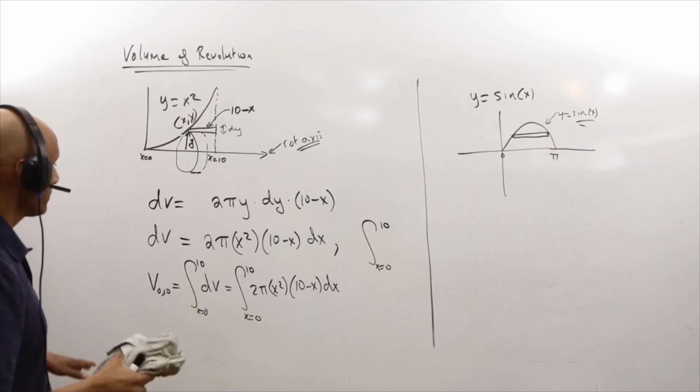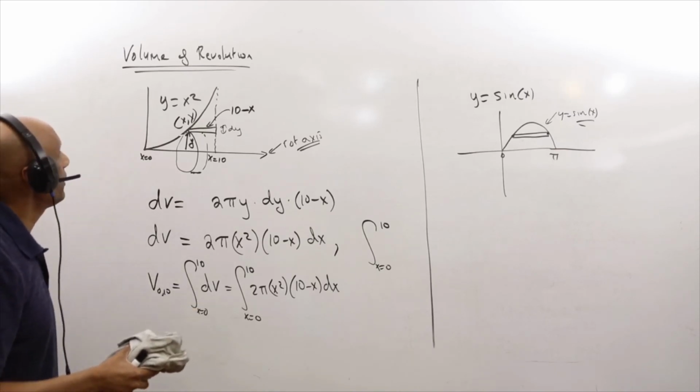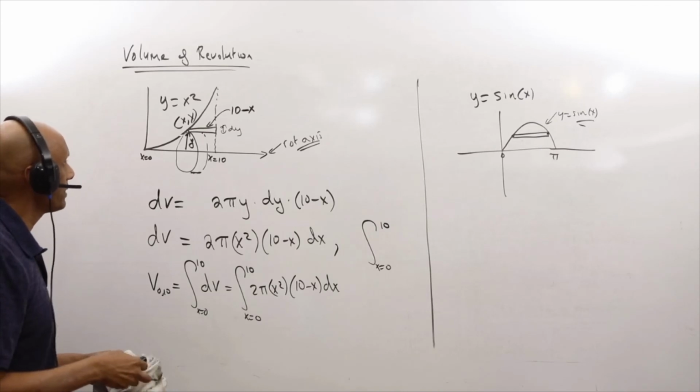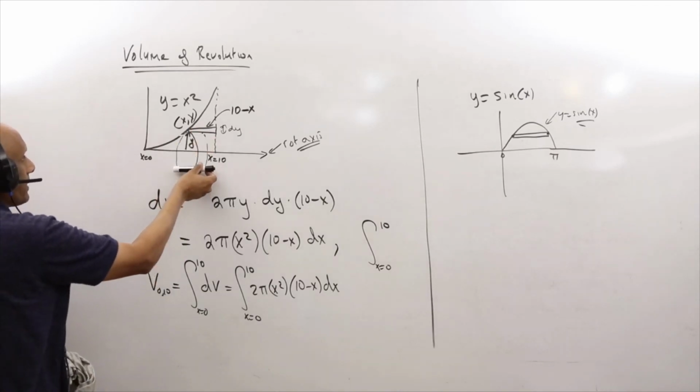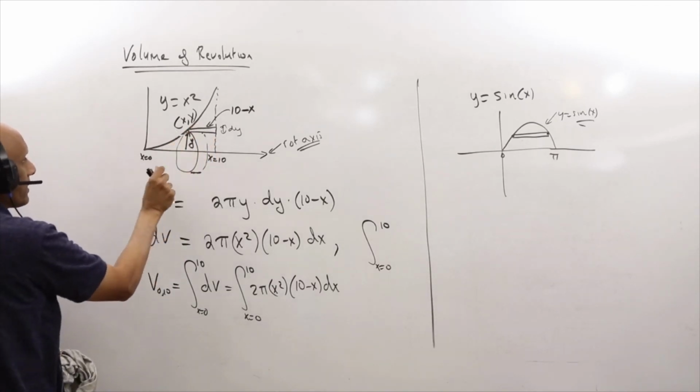But anyway, this is the general example of volume of revolution using the shell method. The shell happens to be a little cylinder with a little thickness. That's called the shell.